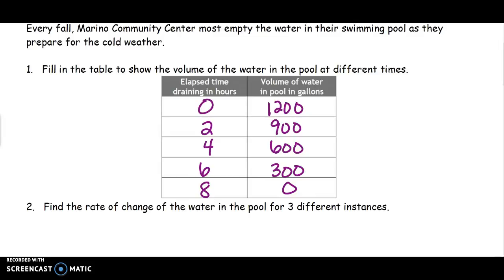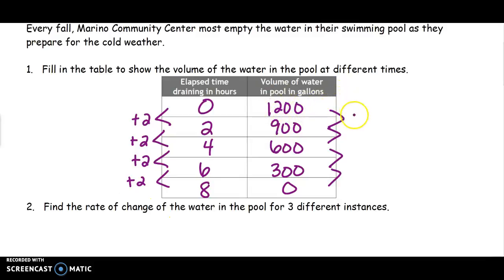So to find the rate of change of water in the pool for 3 different instances, I'm going to tell you it's constant. So we just need to do our jumps and then do 1. Okay, to get from 0 to 2, you would add 2. 2 to 4, you would add 2. 4 to 6, add 2. 6 to 8, add 2.